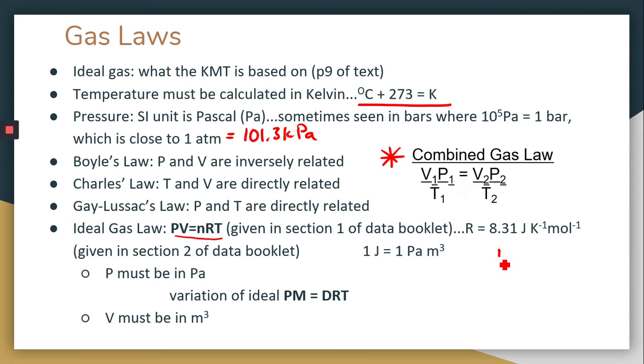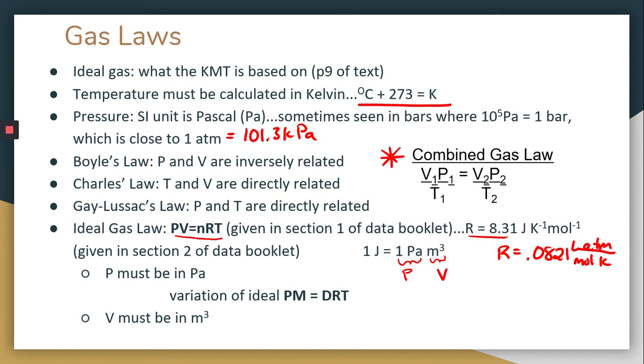In Chem 1, we used the constant R equals 0.0821 liter atm over mole Kelvin, but in IB we tend to use this value instead. A joule, the letter J there, remember, is the unit for energy. That's equal to 1 Pascal times meters cubed. So your unit for pressure should be in a Pascal, and then the unit for volume should be in meters cubed.